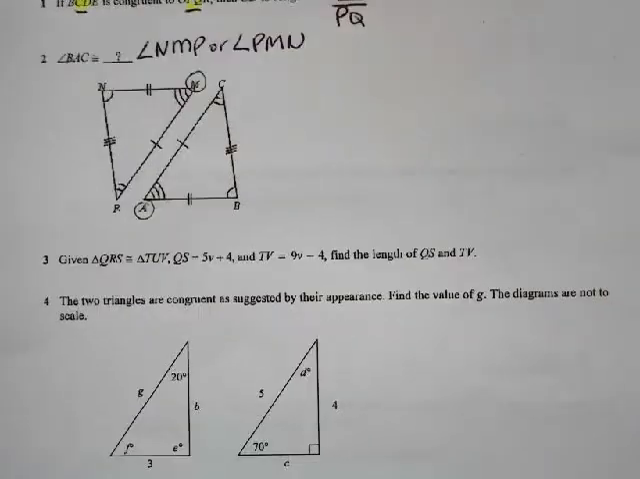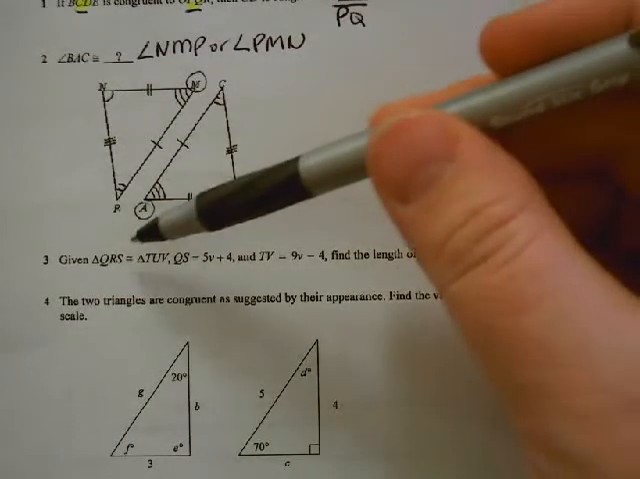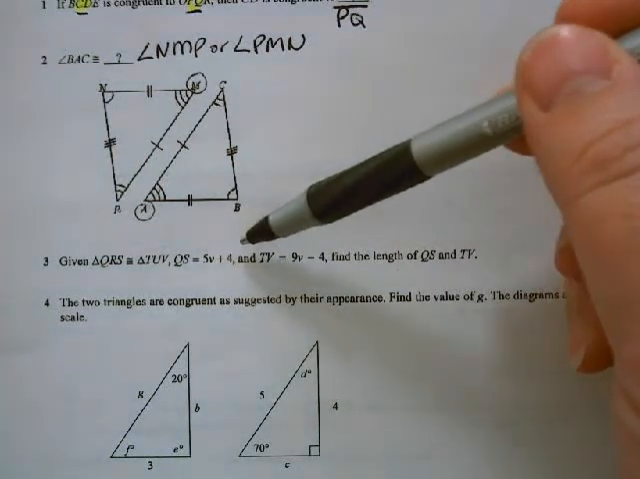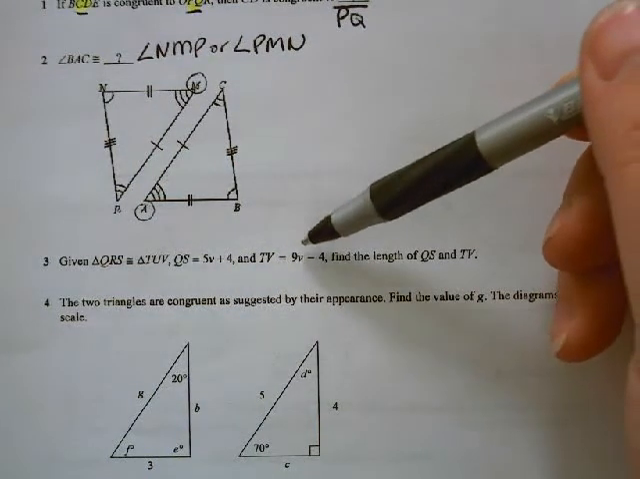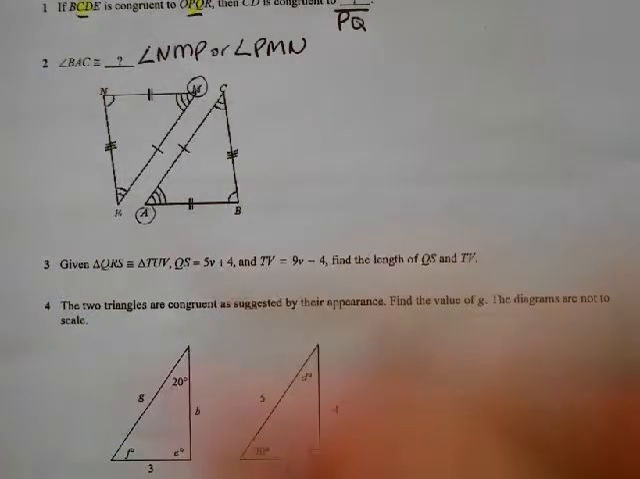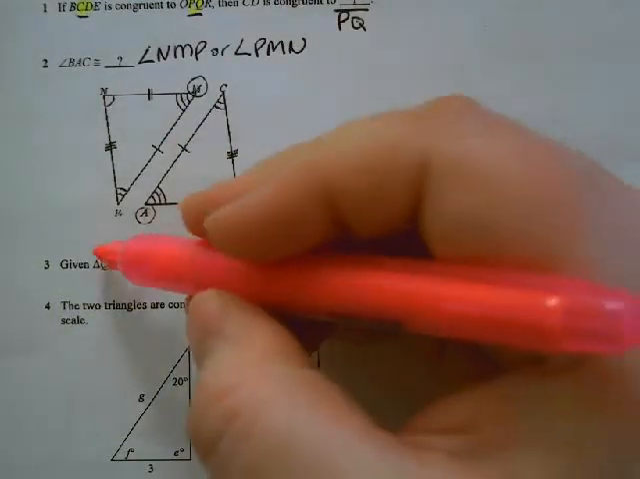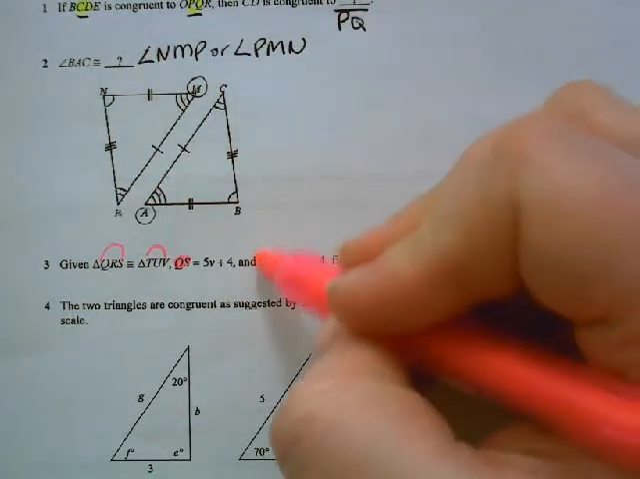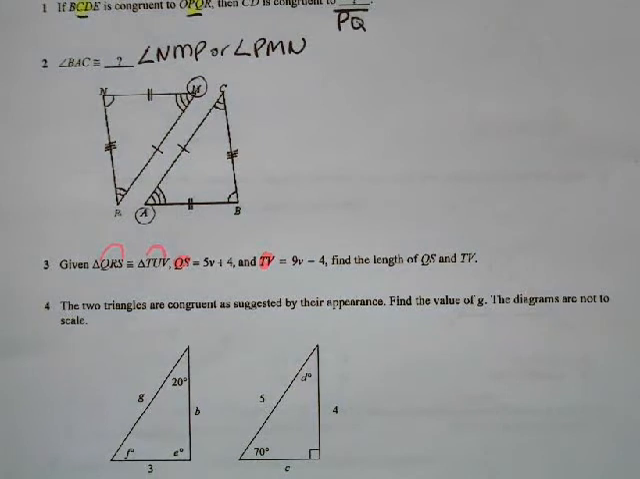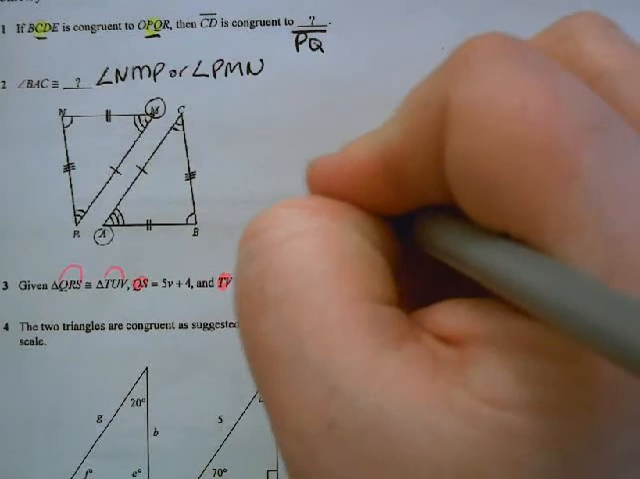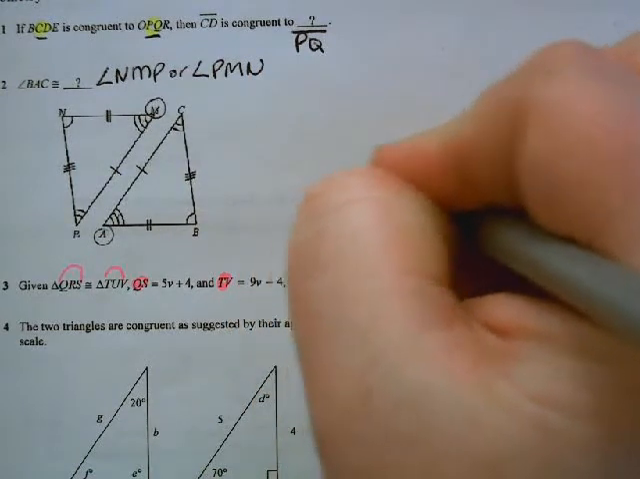Number 3, given triangle QRS is congruent to TUV, QS is equal to 5V plus 4, and TV is equal to 9V minus 4. Find the length of QS and TV. So just like before, when we have the congruent statement, I want to look at what's in the same position as QS. QS is in the same position as TV, and we know that those are equal. So I'm going to use this space up here. 5V plus 4 is equal to 9V minus 4.